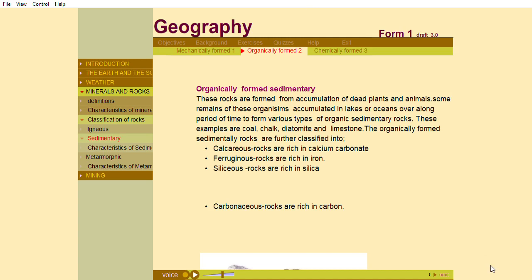The organically formed sedimentary rocks are further classified into calcareous rocks, which are rich in calcium carbonate, ferruginous rocks, which are rich in iron, siliceous rocks, which are rich in silica, and carbonaceous rocks, which are rich in carbon.